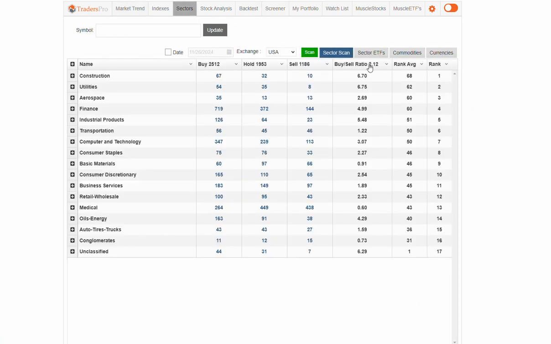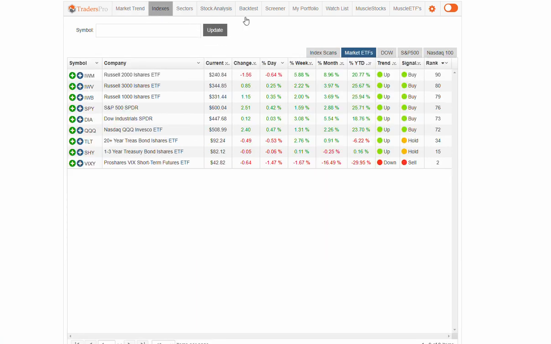Another place to find that is right here on the sectors tab. That buy-sell ratio is 2.2, meaning that for every 2 buys in the database, there is 1 sell. So 2 to 1 to the upside, or 2 to 1 bulls to bears. Another way to look at it is this number here, 2,500 versus 1,100. And remember, it doesn't include the holds in this range. And so just giving another indication of market breadth.